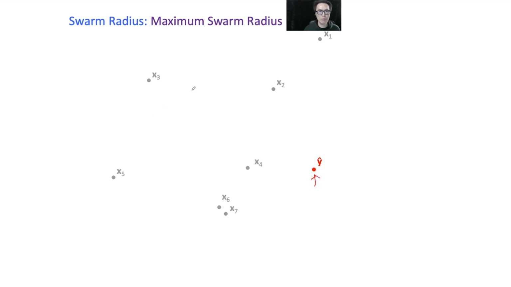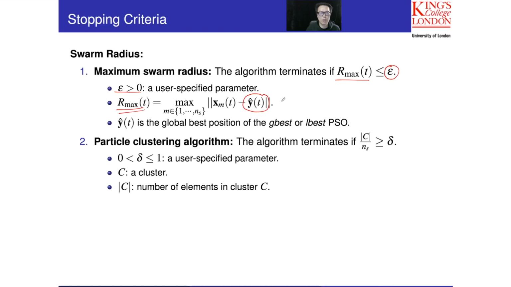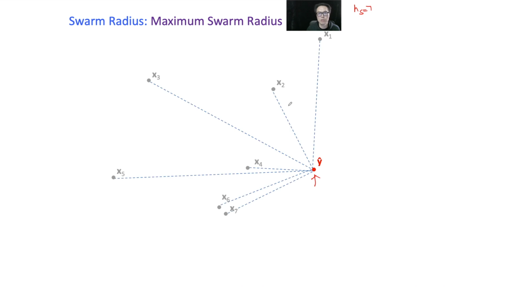We have a number of particles. Assume that the swarm size is 7, so we have x1, x2 up to x7. Now according to what we are going to do right here, that is to find the distance between each particle and the global best position. So we are going to do this: x1 minus y hat, and then the L2 norm, that is the distance right here.